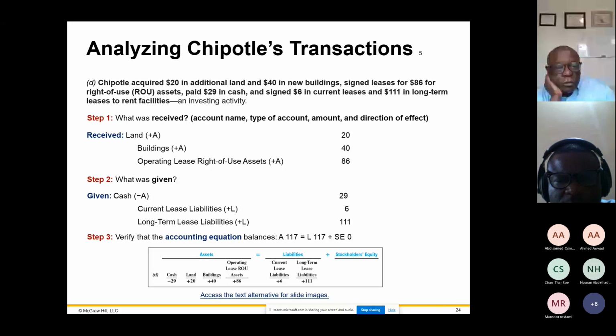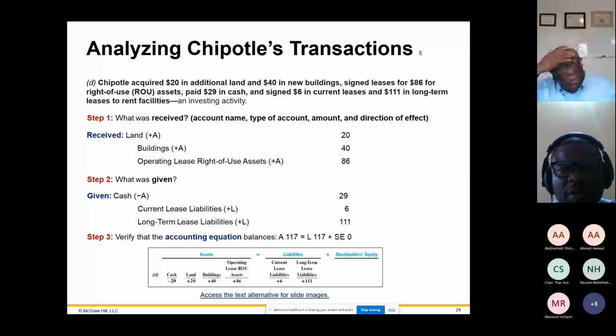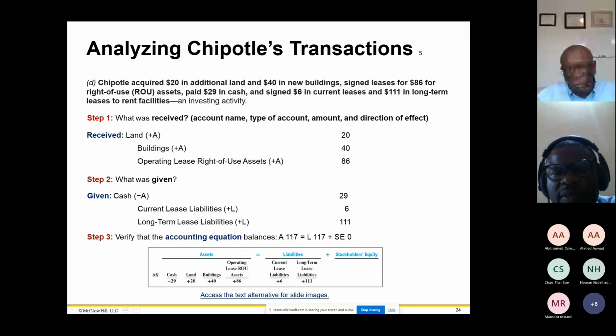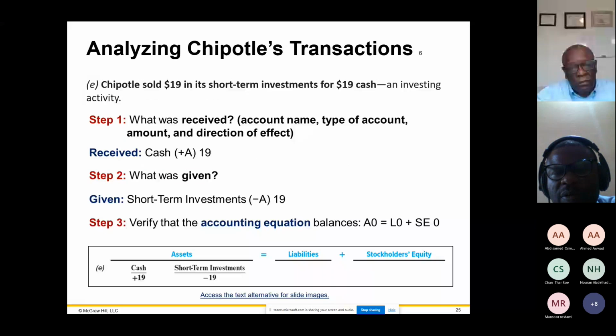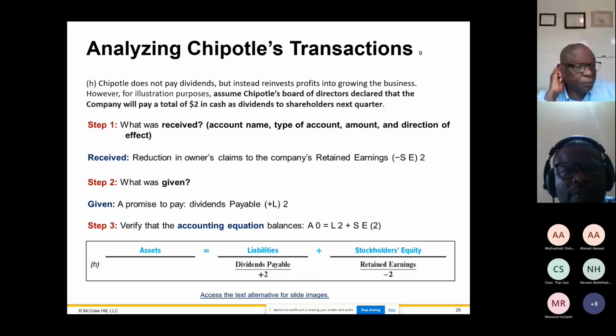Okay, let's look at D, also acquiring $20 in additional land, $40 in new building. In all these examples, you can see that two or more accounts may be affected, but because our equation of assets and liability will always balance, it will always balance. I want you to go through some of those examples, and if there is anyone you feel you need to reach out to the professor, you can always read back to me. They are all the same type of transaction, assets and liability.